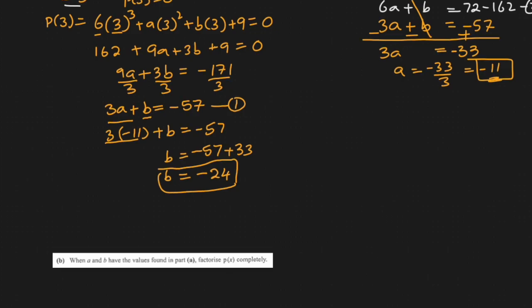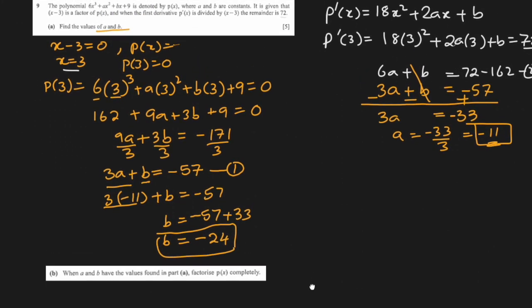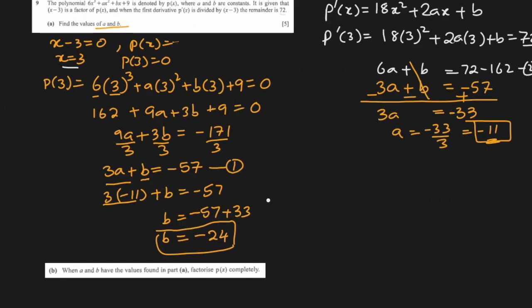When a and b have these values found in part A, factorize the polynomial completely. So I'll have to copy the polynomial first. I have to factorize this: 6x cube plus a x square, a is minus 11, so minus 11x square plus bx, which is minus 24x, plus 9. We have to factorize it completely. It's a cubic function.